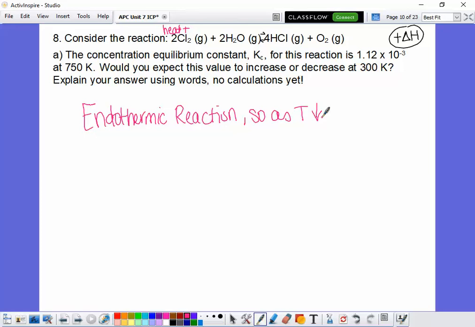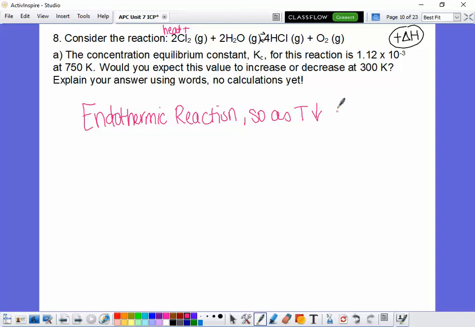So as temperature is decreasing, which direction is this reaction shifting? Which side? Which way are we shifting? To the left. Do you understand why? We're removing heat from the reactant side, so we're going to shift left.